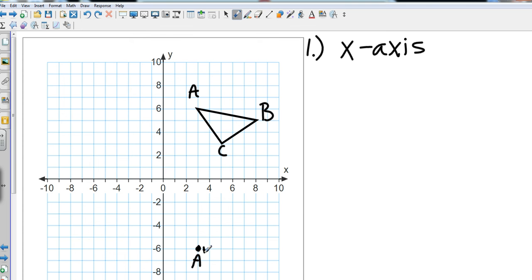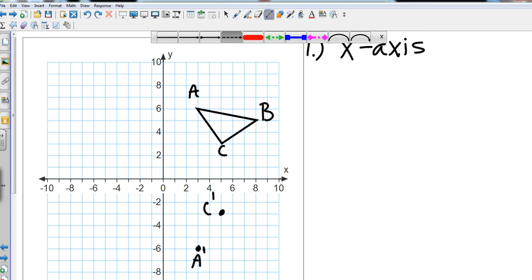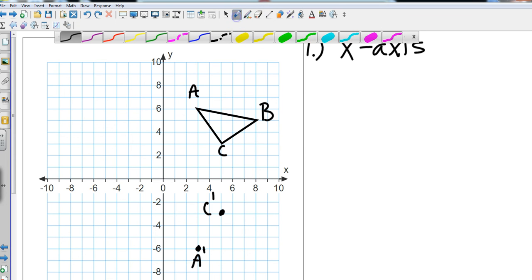And then C, I can do the same thing. I take my C and perpendicularly it goes down 3 spaces. So I'm going to go down 3 spaces to -3, 5, -3, and that's C prime. And then doing the same thing with B. I'm going to stretch that there. That's going to be 5 spaces. So I'm going to go to 8, -5 in this case, right here. And that's going to be B prime.